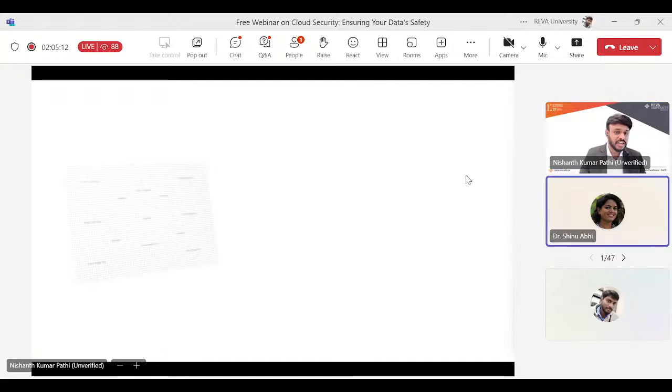Yes, and we will take the last question, which is: can you share a career roadmap if somebody has to move from a fresher to an expert? What is the career roadmap available in cloud security?